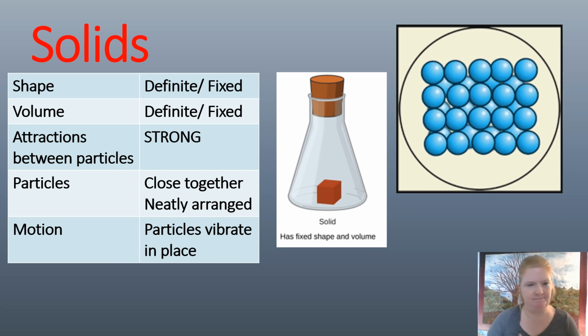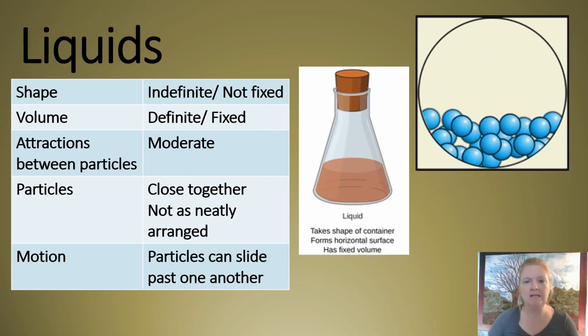So solids. Solids, definite shape or fixed shape. Definite, fixed volume. The attractions between those particles are strong. The particles are close together and neatly arranged. You can see that in the GIF that is playing right now. And also what you can see is the motion of the particles. So the particles are in fact in motion, but because those particles are so close together, they're just vibrating. Okay, so the particles in a solid are in motion. They're just vibrating.